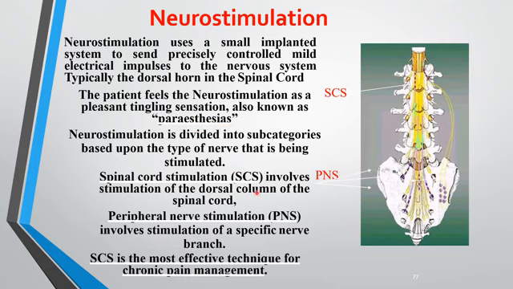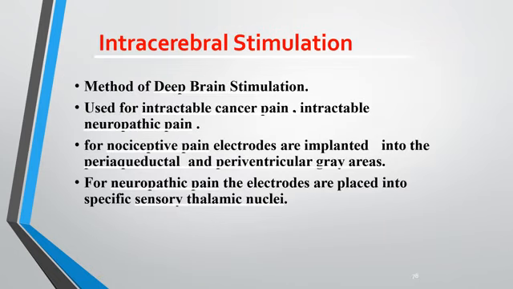So at two levels we have stimulation, that is at the spinal cord level and also peripheral nerve stimulation. So spinal cord stimulation involves stimulation of the dorsal column of the spinal cord, that is we are stimulating the dorsal column fibers. So if we stimulate anywhere in the pathway, the specific sensation is perceived by the person. That is otherwise called the law of projection. And peripheral nerve stimulation involves stimulation of a specific nerve branch. And out of these two, spinal cord stimulation is the most effective technique for chronic pain management.